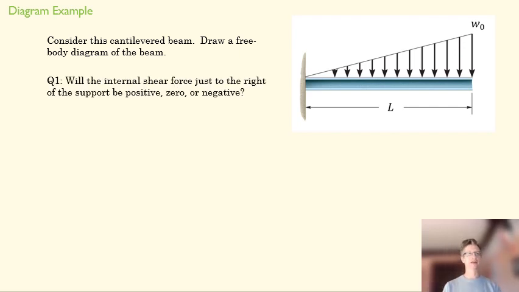So the first one is, is our internal shear force just to the right of the support going to be positive, 0, or negative? So what's our shear force here? Okay. Remember that if we look at the left section here, that shear arrow points down. So you might draw a little section diagram and think about whether that's a positive, 0, or negative shear force.